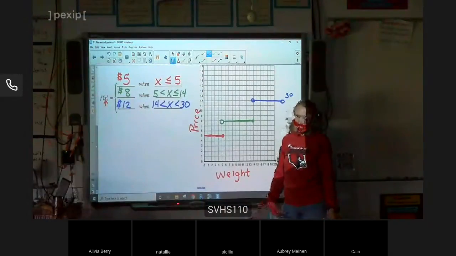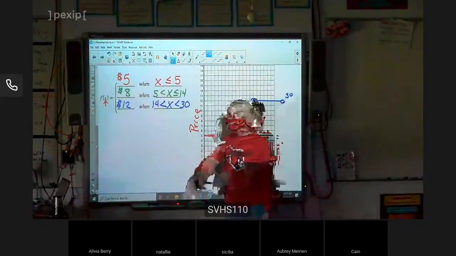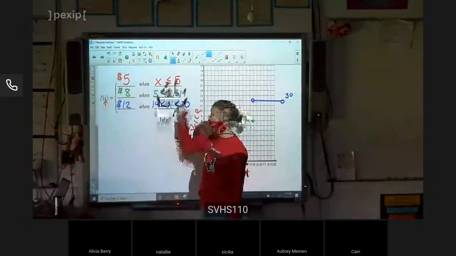Okay? If they say anybody under the age of 10 eats free, and you're 11, do you eat free? No, you have to pay, right? So it depends on the criteria or the restrictions.